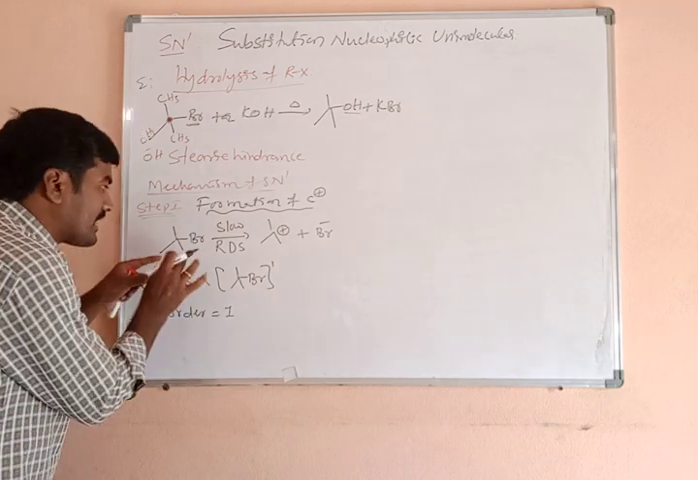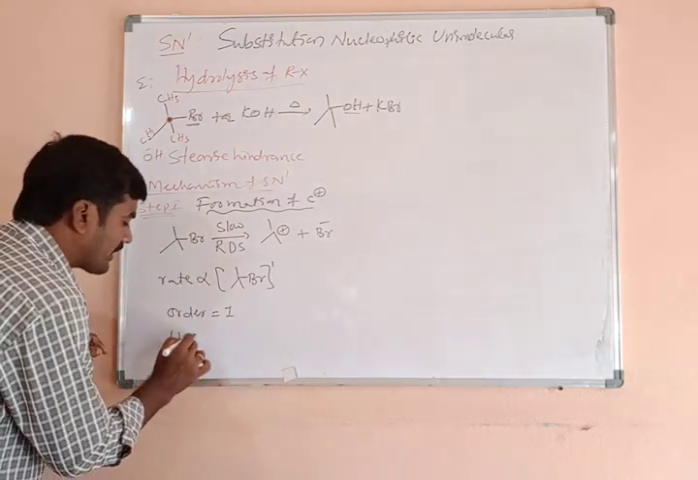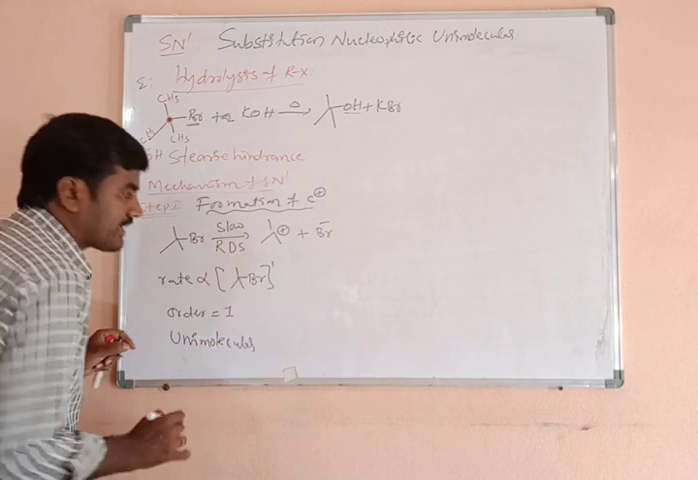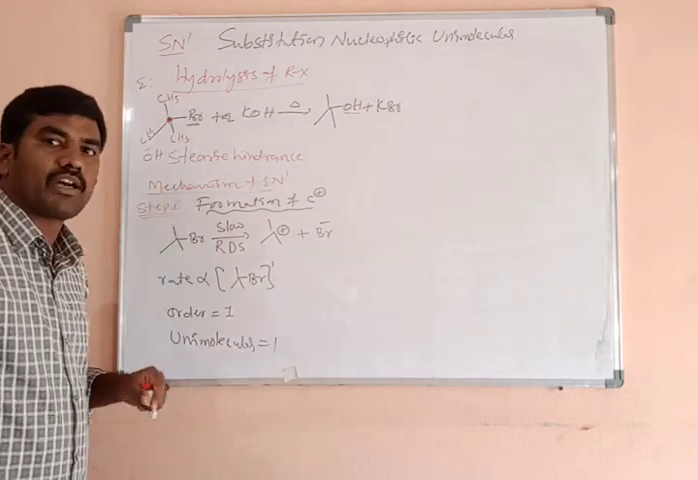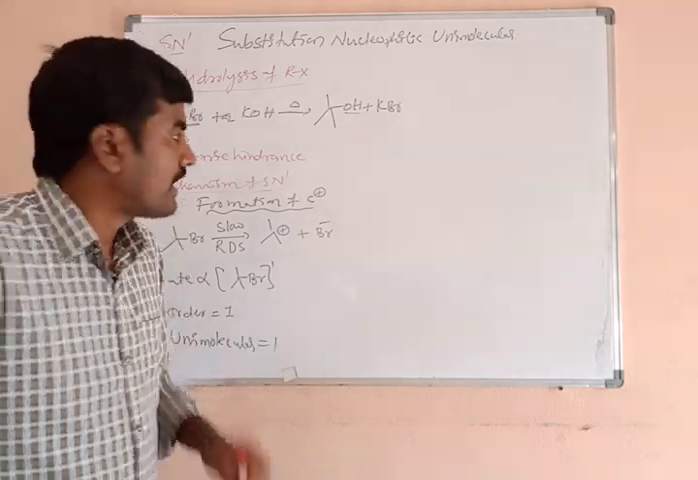In the RDS only a single molecule is involved. That's why it is called a unimolecular reaction. The molecularity of the RDS is 1. So SN1 is a unimolecular reaction.